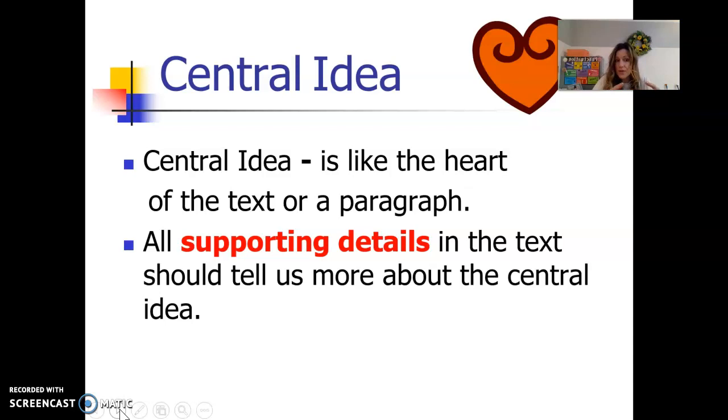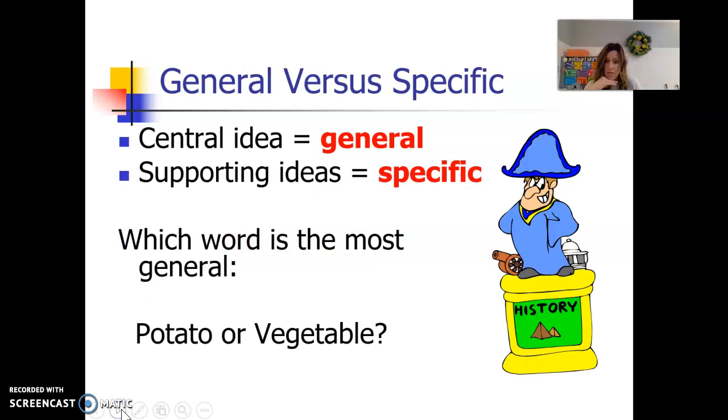So in your notes, you have a blank box and you can draw a little heart in there. And you can put in supporting details because they should tell us more about the main or central idea, okay? Make sure you're adding those red words to your note sheet.